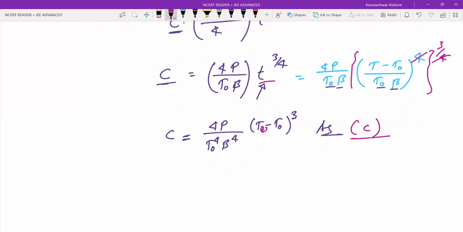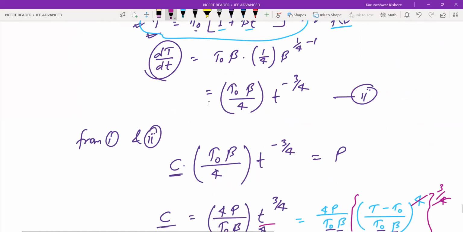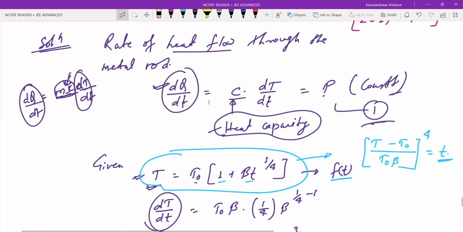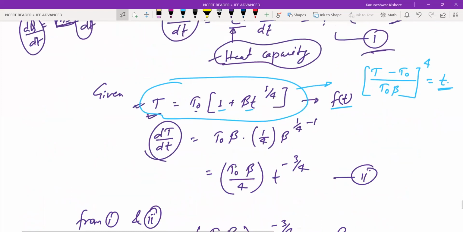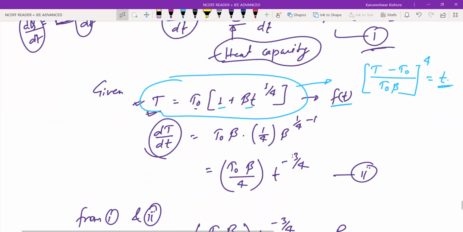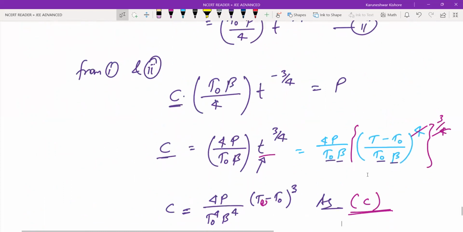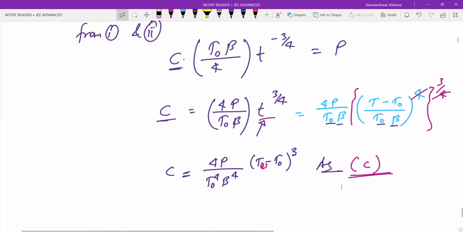I hope it is clear that I discussed all the things which are related. This question was not that much tougher. You just had to keep in mind how we relate heat capacity to dQ/dT, which is given, and then how to eliminate dT, for which the relation of temperature dependency on time was given. Nothing else was there. You can simplify it and you can get the result. I hope it is clear. Thank you.